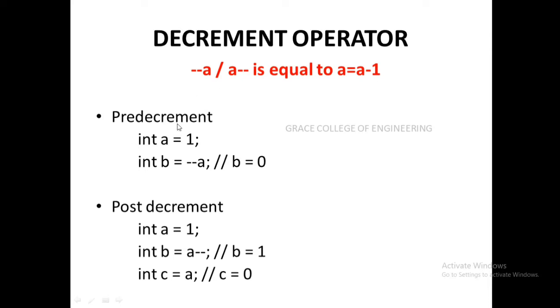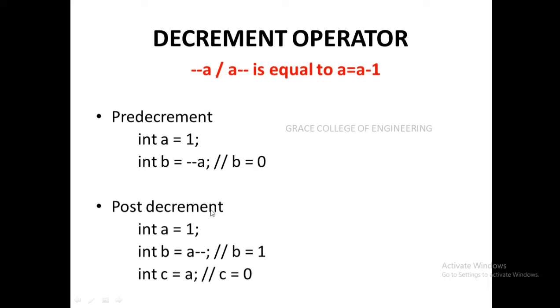Now consider in the case of a pre-decrement, the value of a is assigned to 1. In the second line, first the decrement is made. So the value of a is now decreased: 1 minus 1 will be 0. So now that value is assigned to b, which is b is equal to 0.